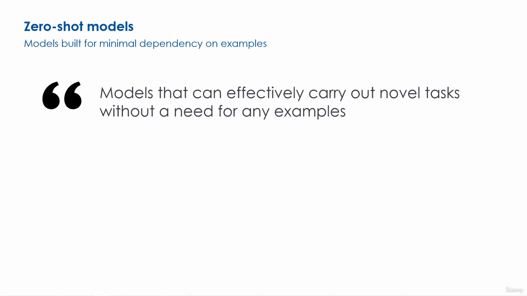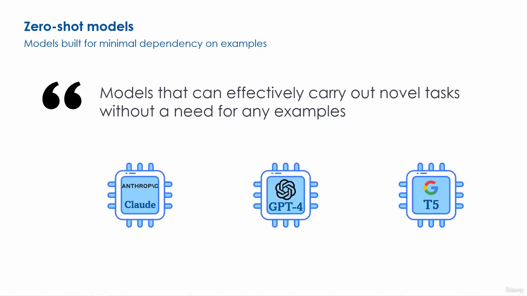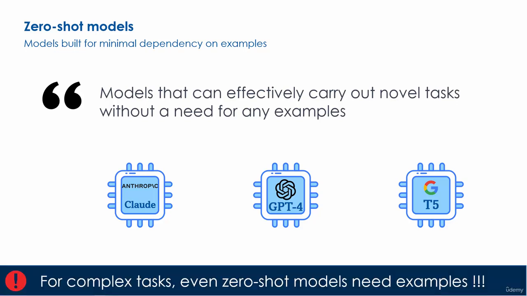The last thing that I'll cover in this lesson is the zero-shot models. These models refer to a category of models that can effectively carry out novel tasks in the absence of examples. Anthropic Claude, OpenAI GPT-4, and Google T5 are examples of such models. It is important to highlight here that for complex tasks, even the zero-shot models may need examples to perform effectively.